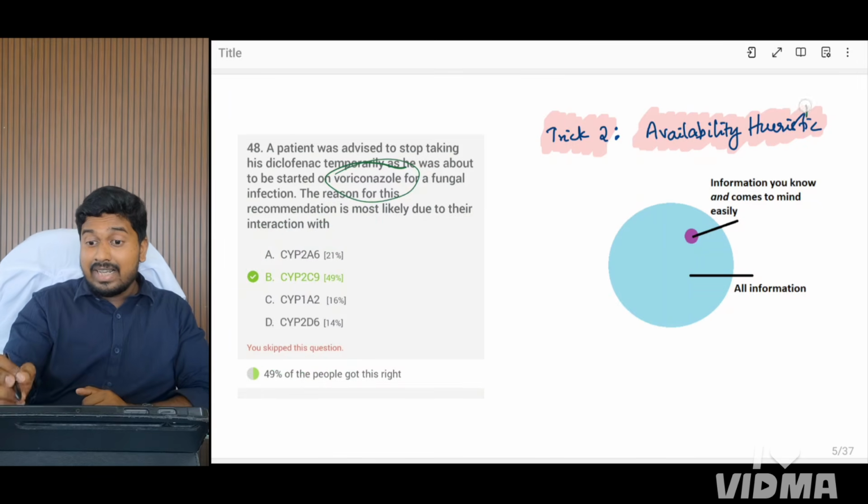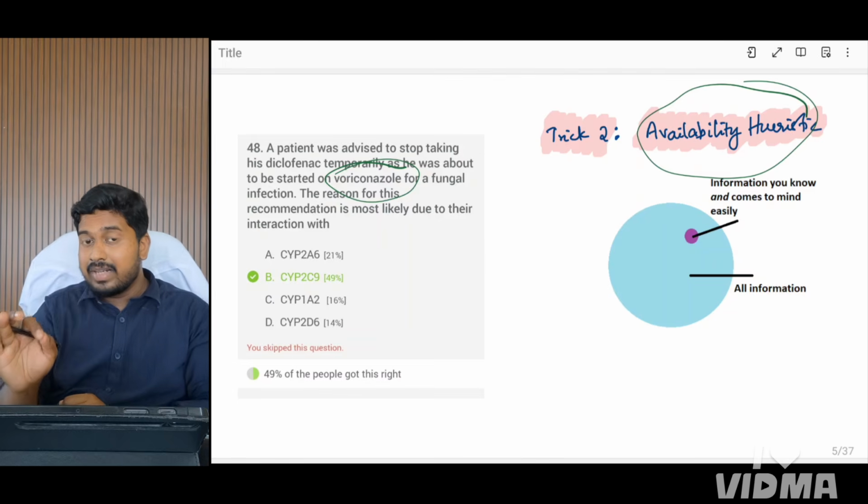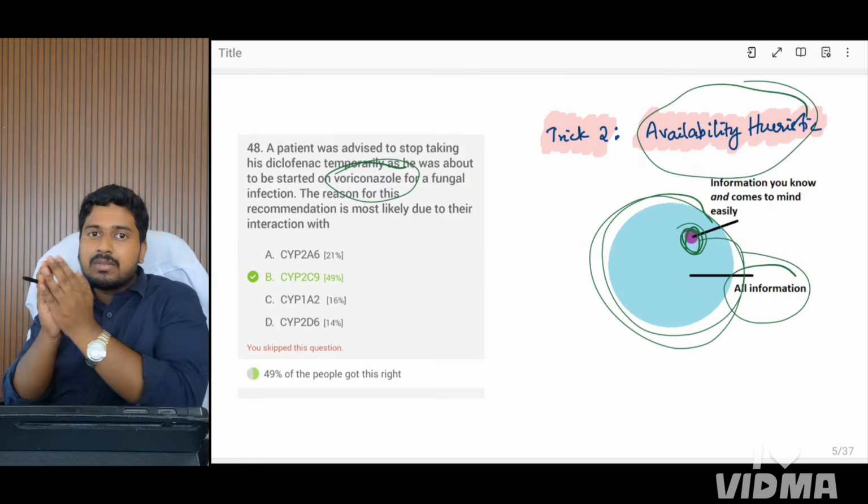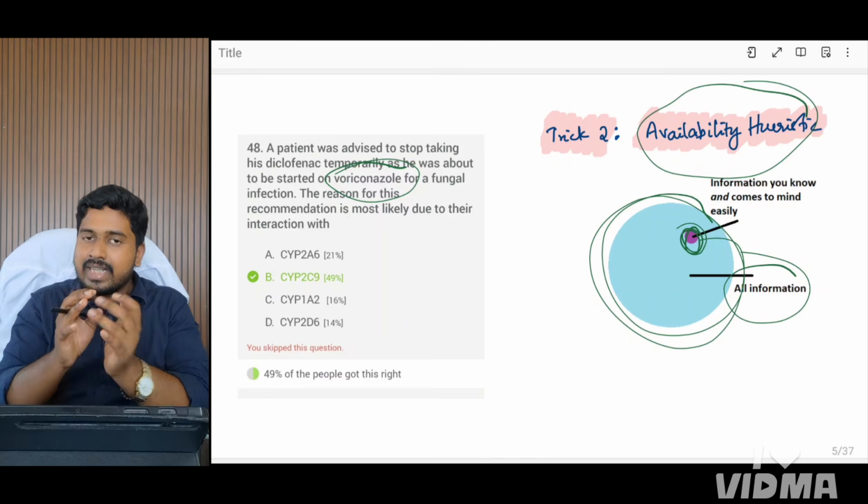But there is something known as availability heuristic. What does availability heuristic mean? Availability heuristic means that this is the entire information, and this is the information which comes to the mind easily, which means there are some common things and there are some rare things.